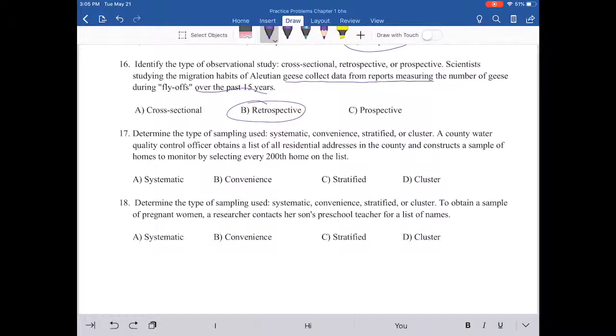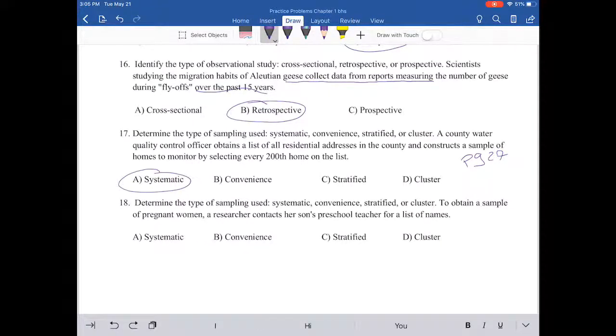Number 17, so we're looking at selecting every 200th home on the list. That is a systematic type of sample. If you want to read more about the different types of sampling, that's going to be on page 27, where systematic sampling is selecting every kth subject, so every 200th home or every 5th person or every other person. That's systematic sampling. Same thing for number 18. You can find more on page 27 of the book.